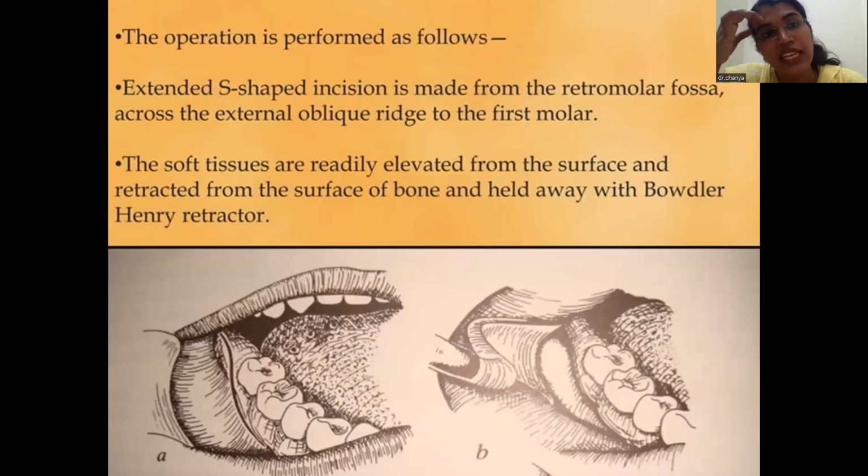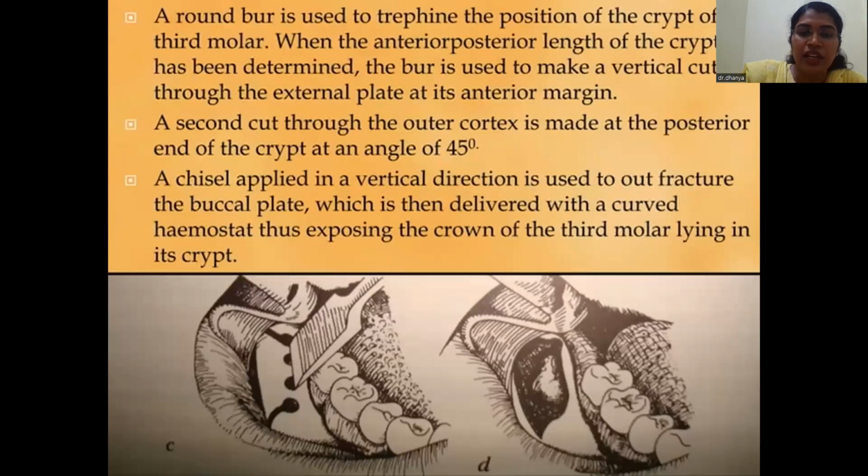When it is completely inside the crypt, you give an extended S-shape incision, like shown in image A, and reflect the entire flap. Within that, use your Bordeaux Henry retractor, then identify the site using a radiograph where the tooth is impacted.